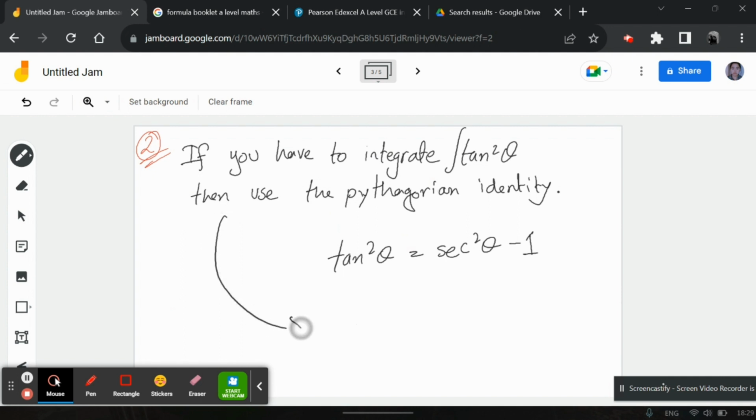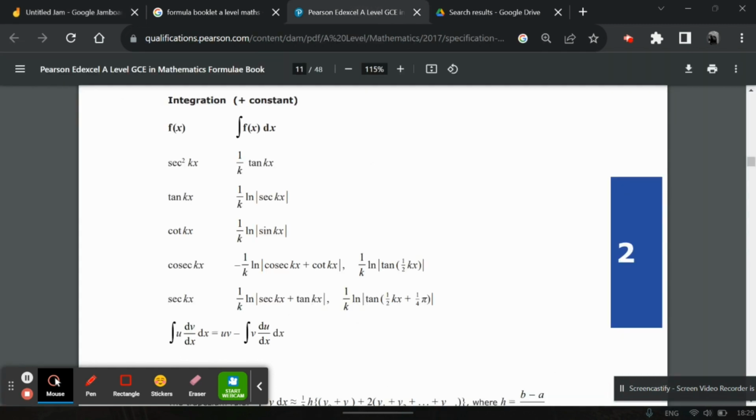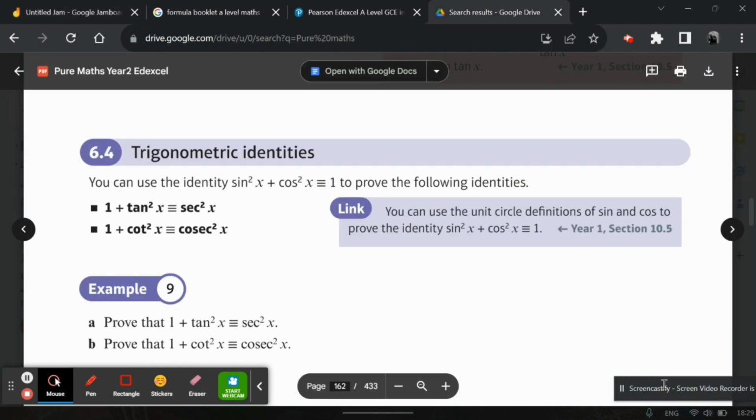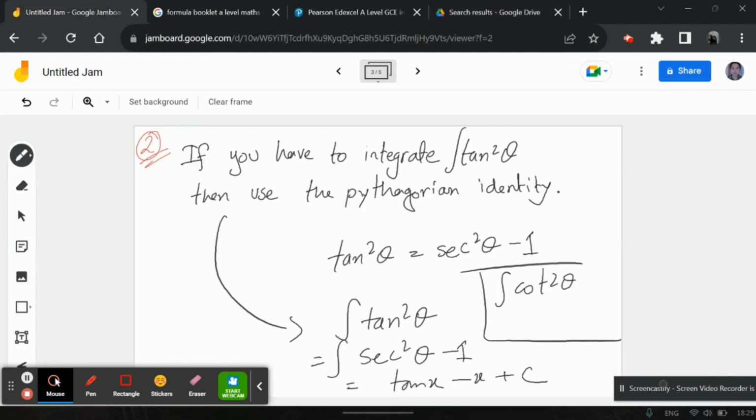Then what we can do is integrate tan square theta, which would be integrating sec square theta minus 1, which would be tan x minus x plus c, because sec square integrates to tan x. And you can do this also for integrating cot square theta, because we can rearrange the formula from 1 plus cot square is equal to cosec square to make it equivalent of cosec square minus 1.